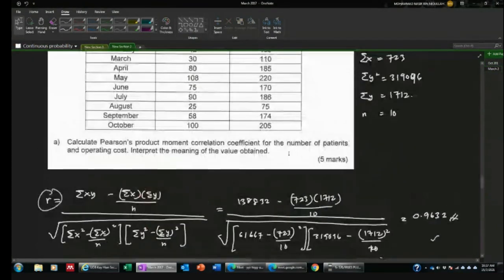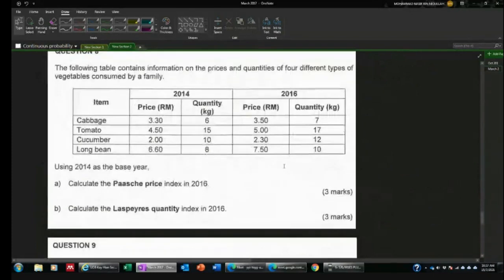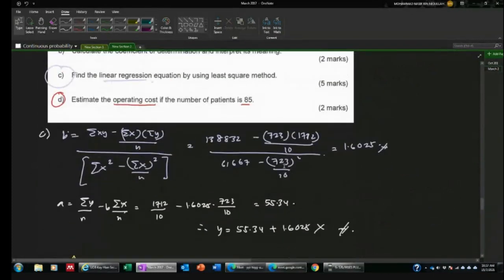So very simple, right? Are you okay before we continue on question number 8? Any questions?